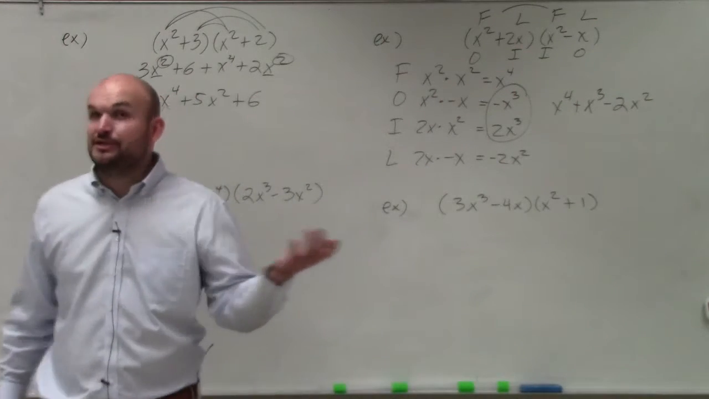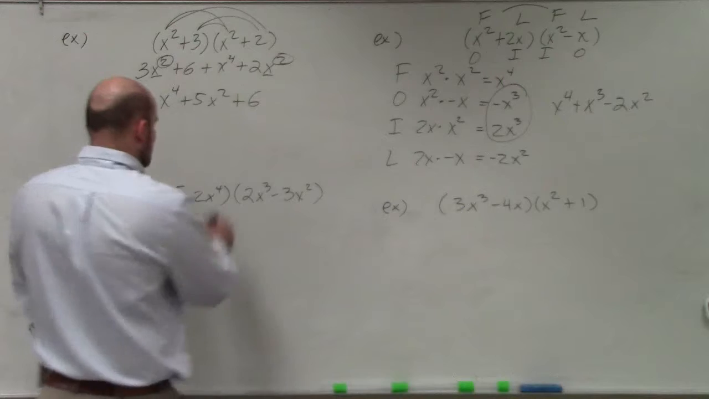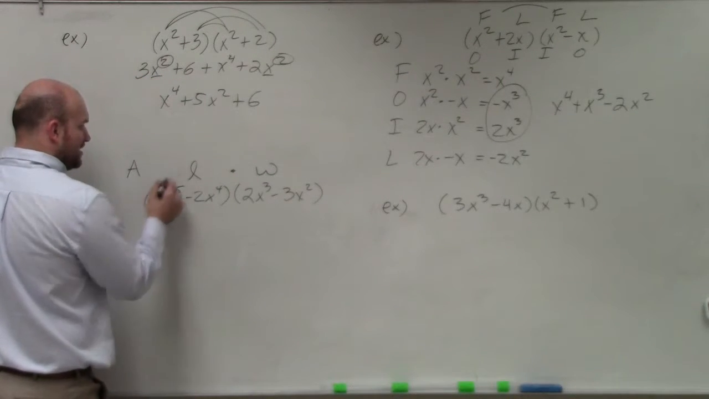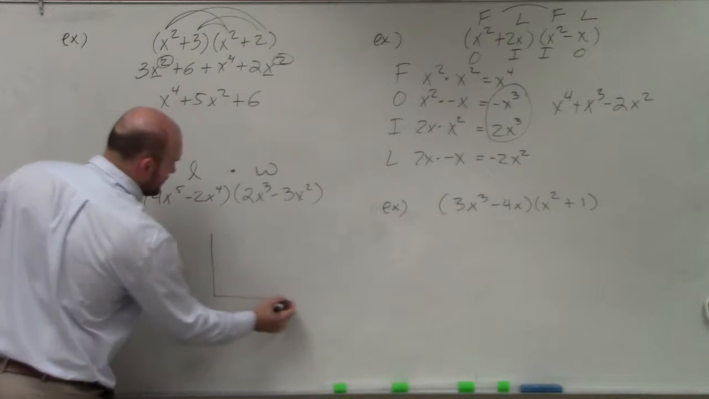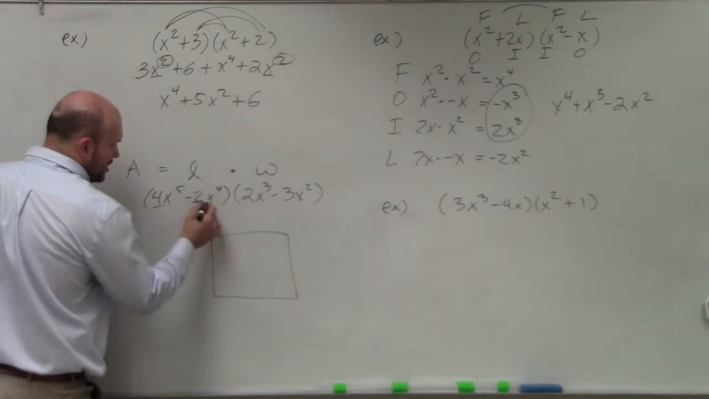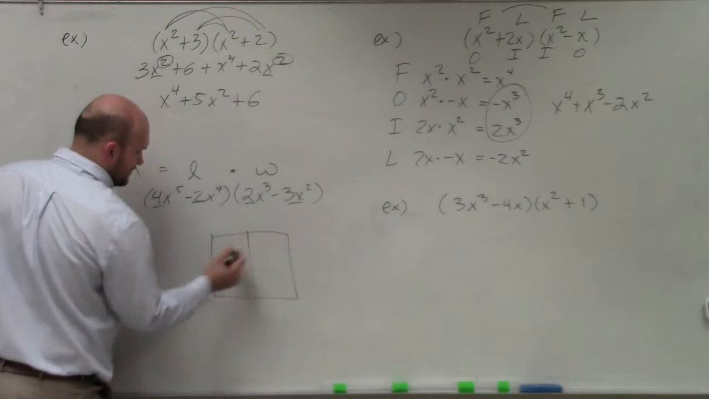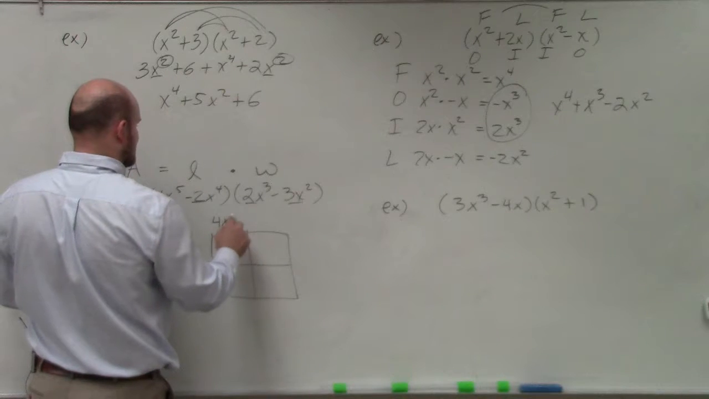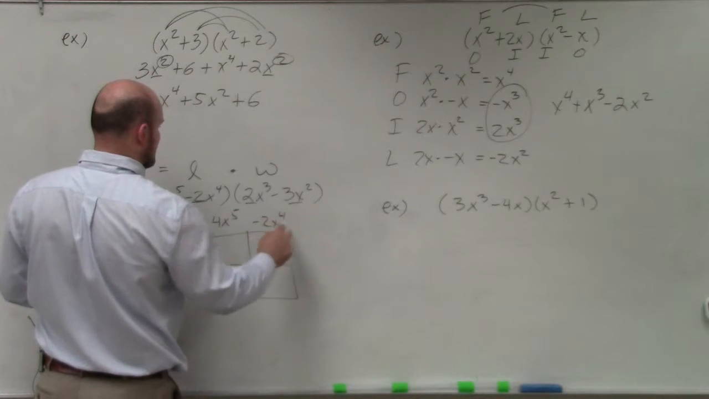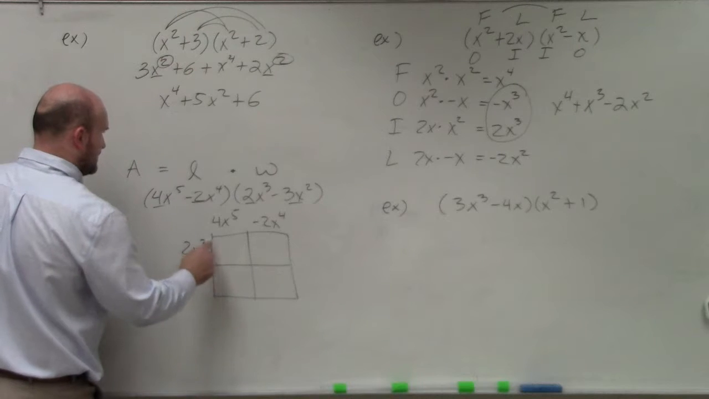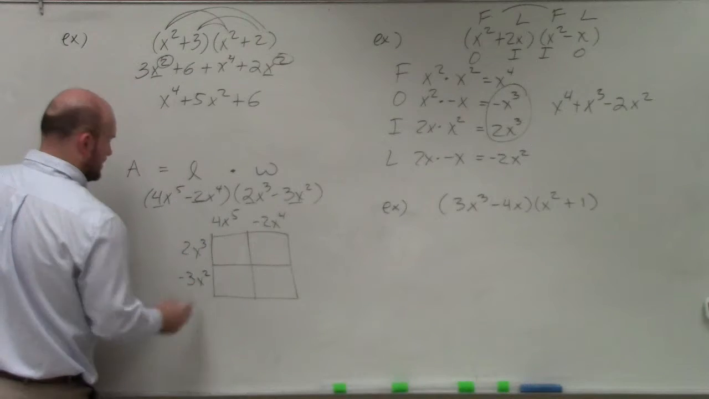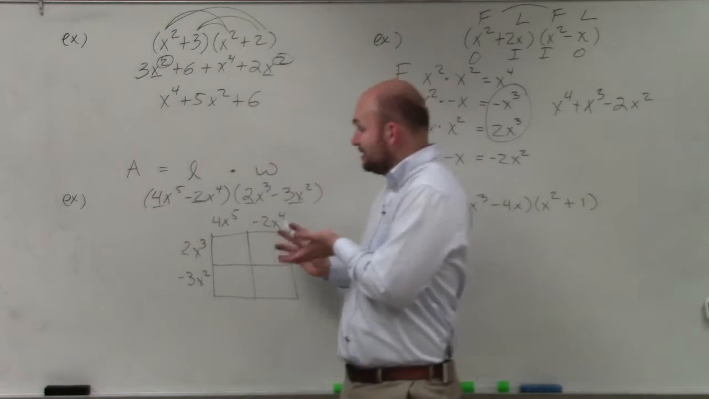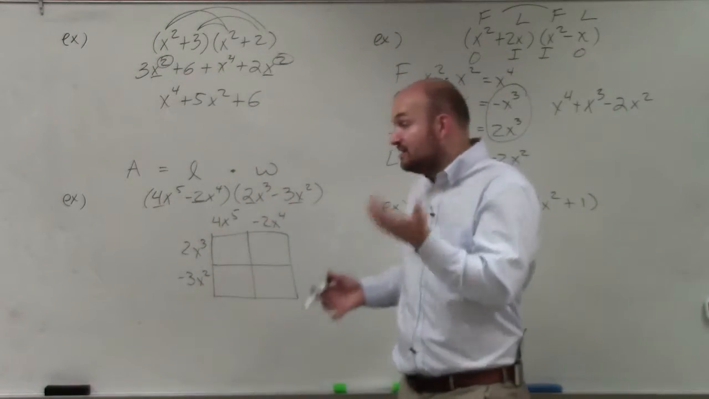The last thing that we can do to multiply is think of them as a product. You could think of this as a length times a width, and length times width represents the area of a rectangle. So we'll create a nice little box, and for each term we're going to make a divider. So I'll put one product on one side, 4x to the 5th minus 2x to the 4th, and then I'll do 2x cubed over here and negative 3x squared over here. Because when you're multiplying two binomials, or the product of two numbers at all, you're finding the area.